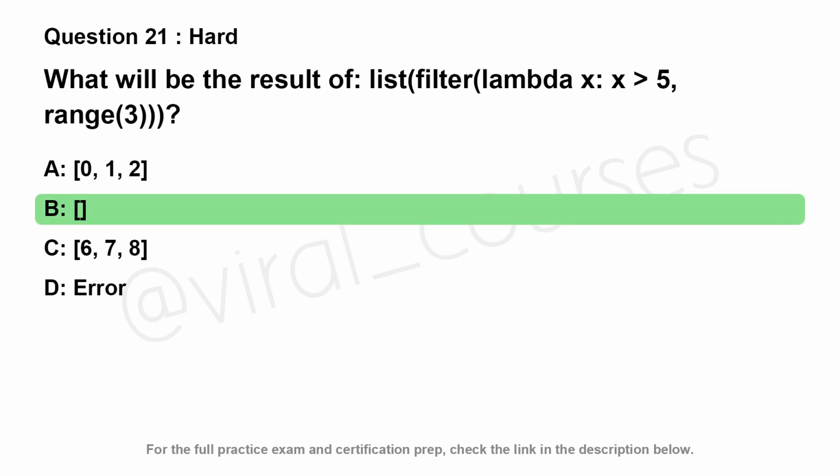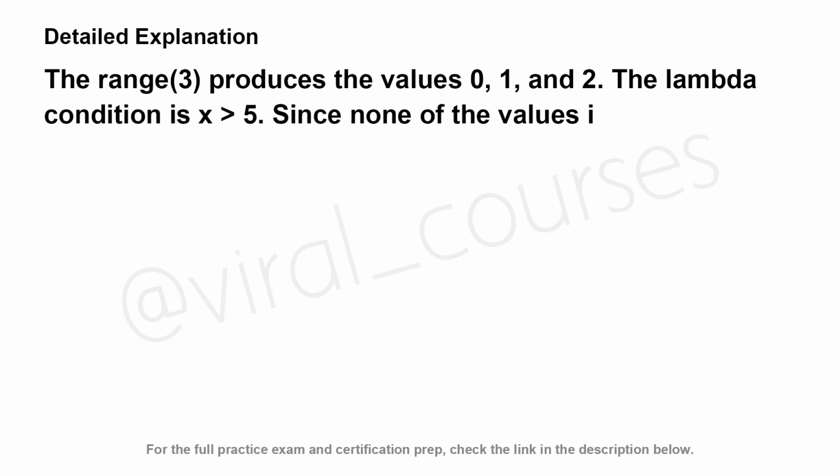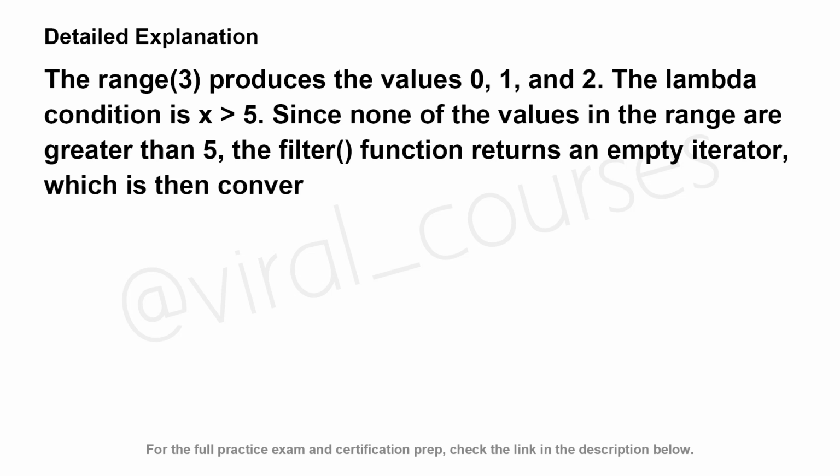The correct answer is B. The range(3) produces the values 0, 1, and 2. The lambda condition is x > 5, and since none of the values in the range are greater than 5, the filter function returns an empty iterator, which is then converted to an empty list.